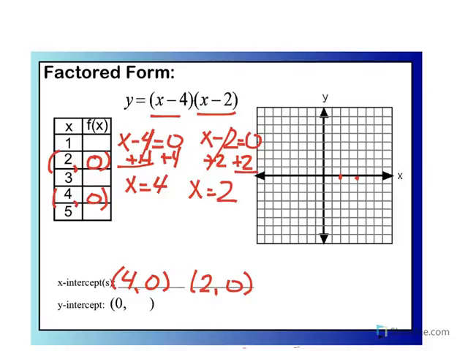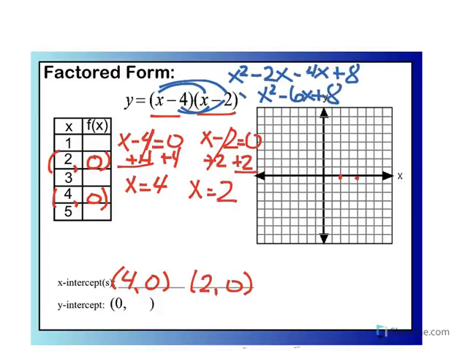Now, to find the y-intercept, this needs to be in standard form. So I'm going to multiply, or distribute. If you are a box person, this is where you would want to draw your box. If I continue distributing, we would end up with x squared minus 6x plus 8. We need to be in standard form in order to see the y-intercept right there. It occurs at (0, 8).